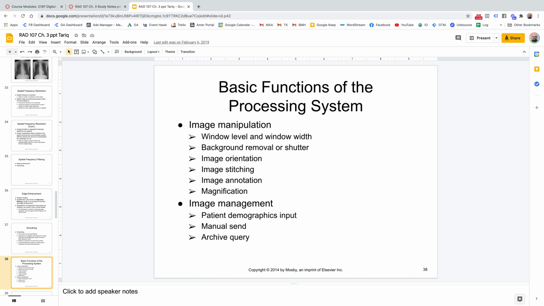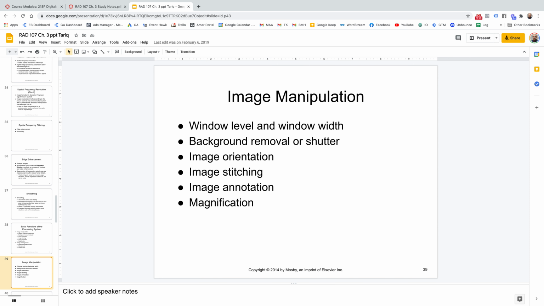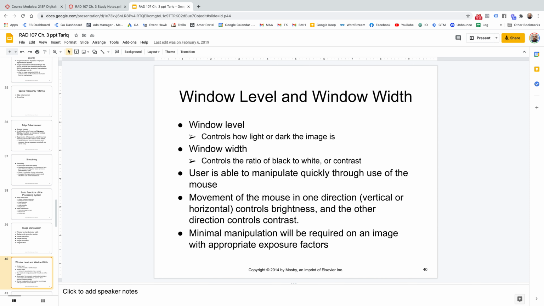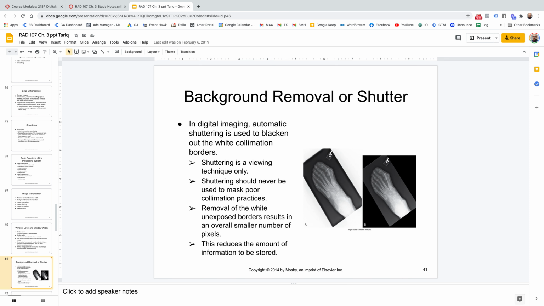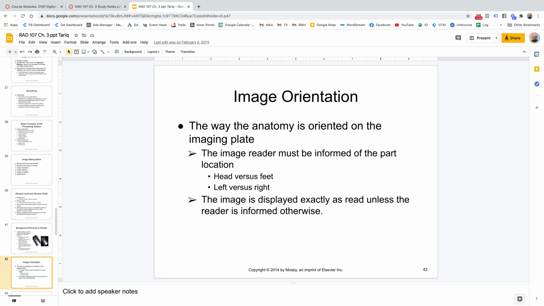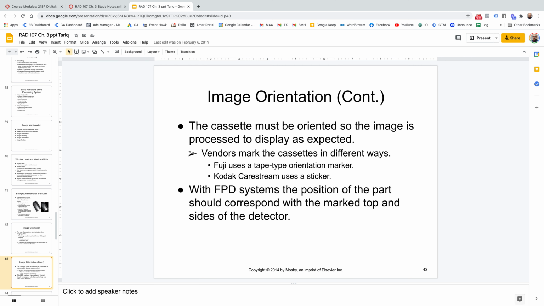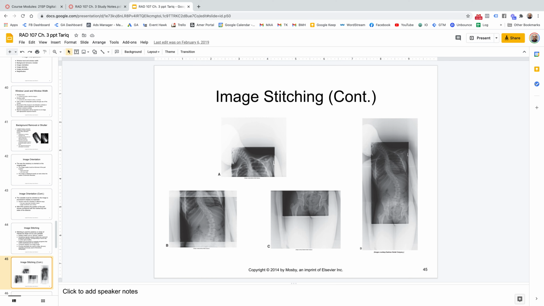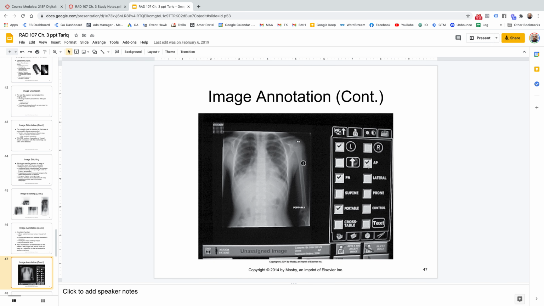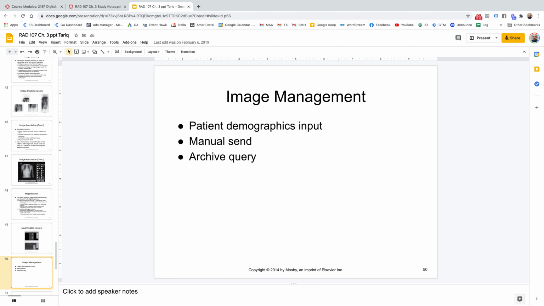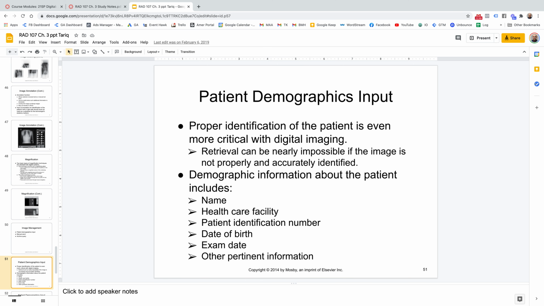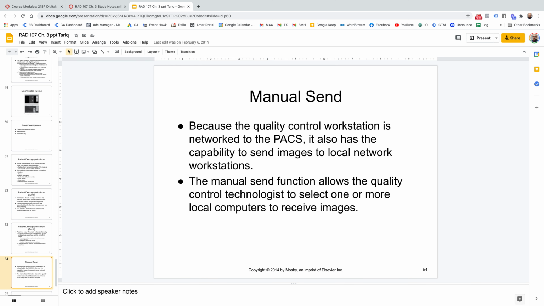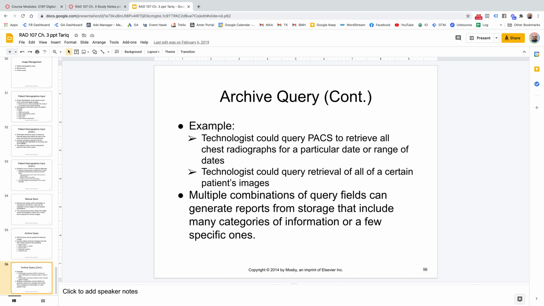So in the processing system, you can window level, remove the background, change image orientation, and stitching. Go through the rest of this, pretty straightforward. Window leveling: what it is, and the difference between window level and window width. Removing the background, turning the image, stitching, which is just connecting multiple images together, annotating, like adding the markers, magnification, and then image management, which is basically sending and changing the demographics of the patient, like the name, ID number, etc., and then sending to PACS and archive. That's pretty much it.